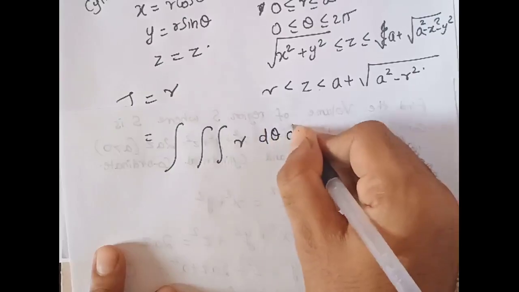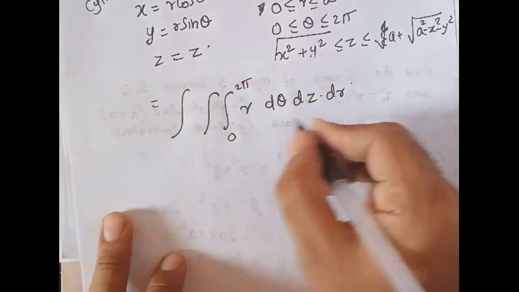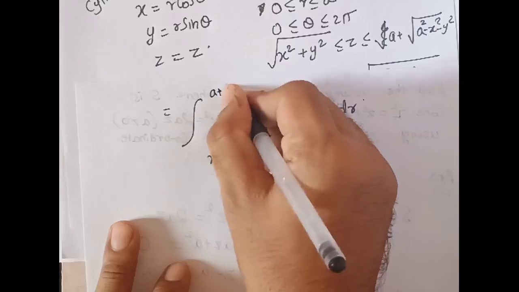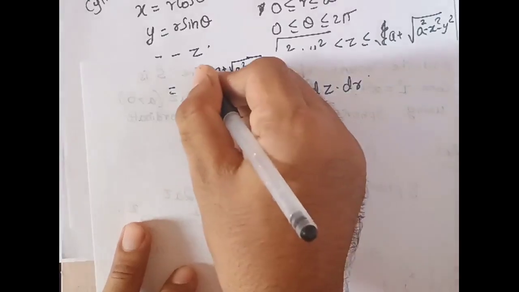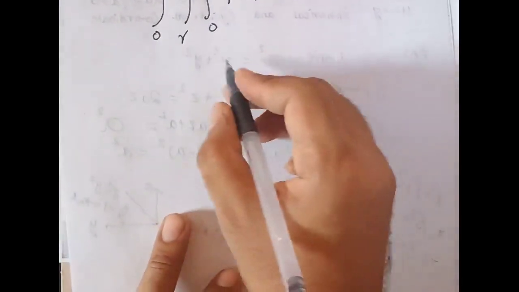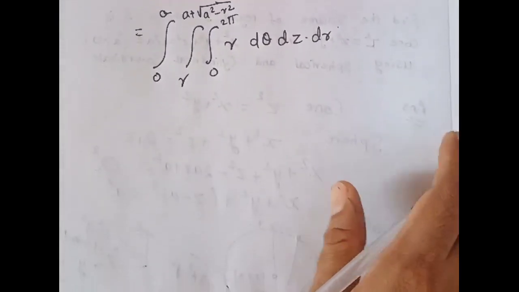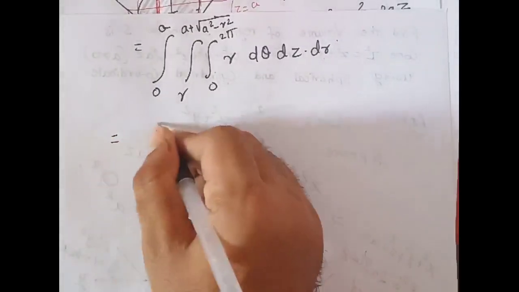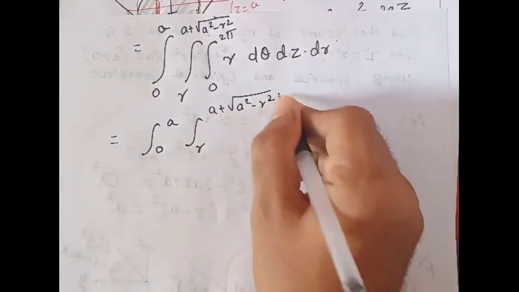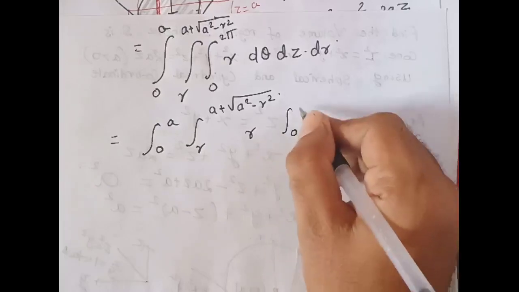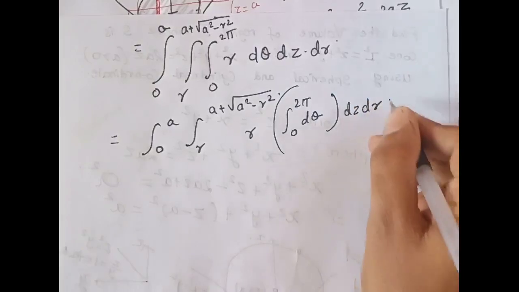Okay, so we will take dθ dz dr, where θ is from 0 to 2π, z is from r to a plus square root of a² minus r², and r is from 0 to a. Alright, so we will integrate them one by one now. So we can see here, this is integral 0 to a, r to a plus square root of a² minus r², r, and then integral 0 to 2π dθ, dz, dr.